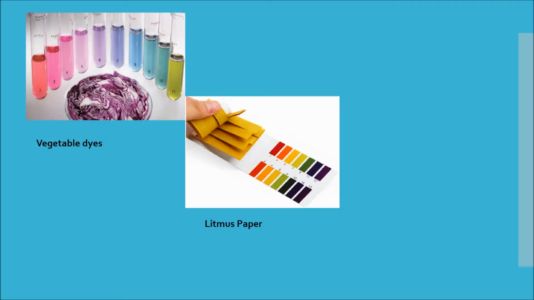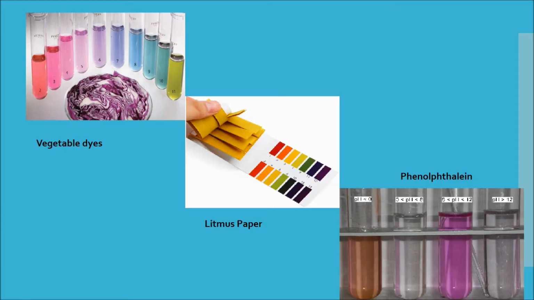Now, litmus paper is an older form of water-soluble mixture of dyes that's added to paper, and you can use that to determine pHs as well, whether something is acid or basic. Now, phenolphthalein is another commonly used indicator, and we often use it during titrations, and it's one that you're going to see come across in most of your titration experiments.